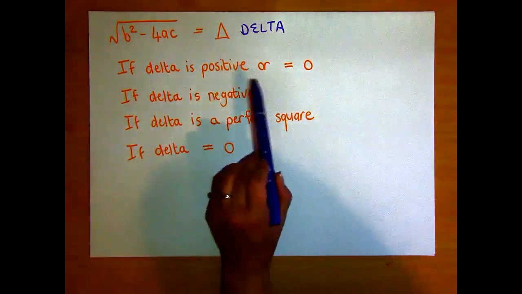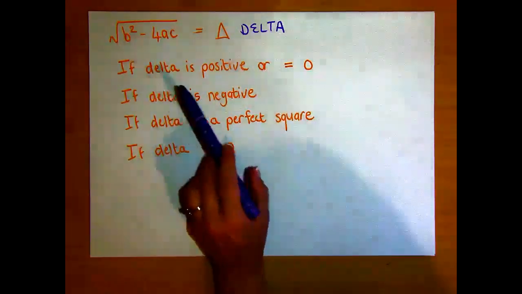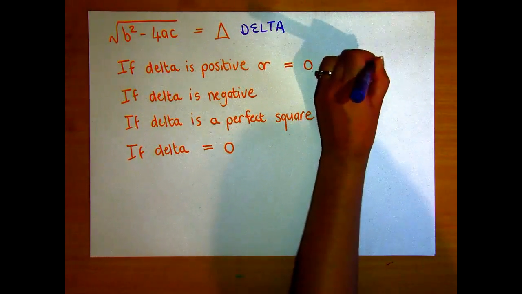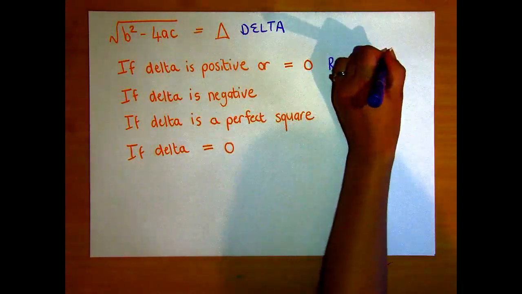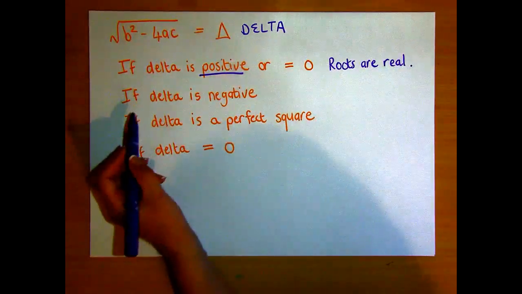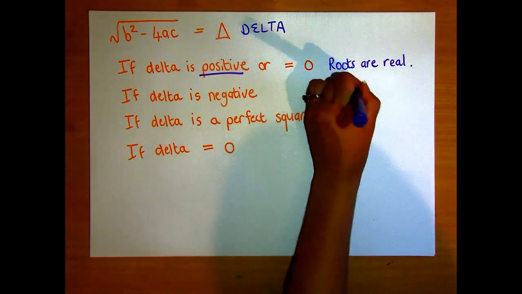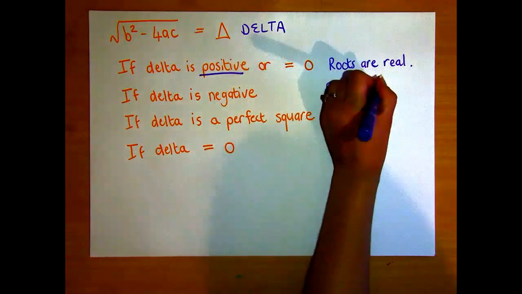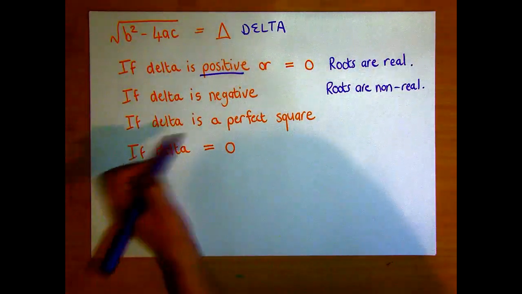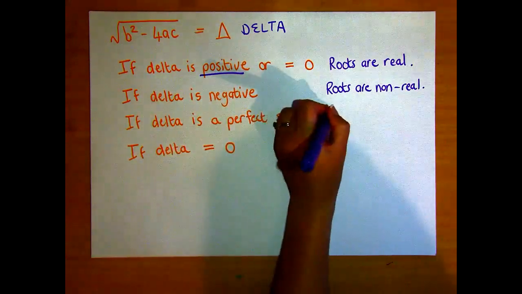So if delta is positive or 0, then you've got something that is going to give you real roots. Okay, so here the roots are real. I'll come back to delta being 0 in a moment. So you've got real roots if delta is positive. Okay, if delta is negative, you therefore have non-real roots. So those would be ones you can't actually plot because they're not there. If delta is a perfect square, then you're going to have rational roots.